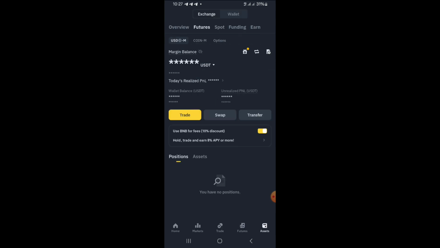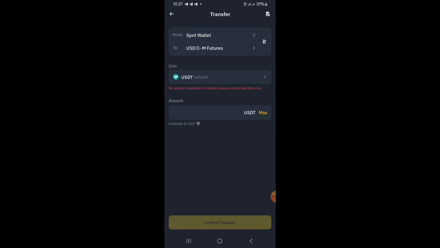In fact, your money might be on funding or overview or anywhere. You will click on transfer. It will bring you spot trading to USDM, but right now we are transferring from USDM future trading to spot trading. And then we are transferring USDT, so we click on the max.